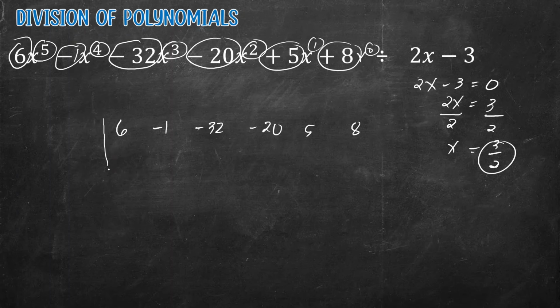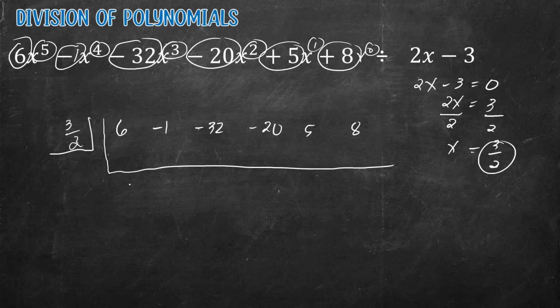And then, yan, semi-box. Then, lagay natin dito si 3 over 2. Yan, 3 over 2. Una, bring down 6. 6 times 3 over 2. So, 6 divided by 2, hindi tayo mag-multiply ng fraction. 6 divided by 2 is 3. Times 3 is 9. Negative 1 plus 9 is 8. 8 divided by 2 is 4 times 3 is 12.